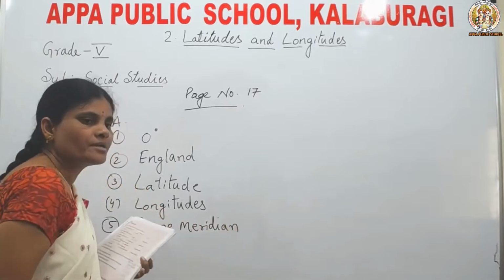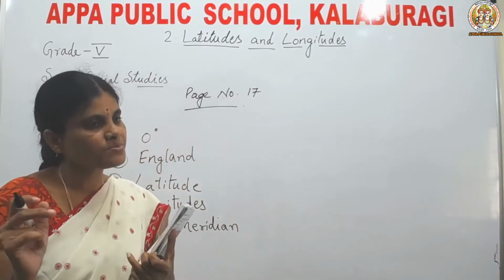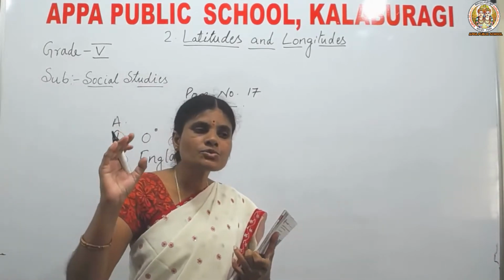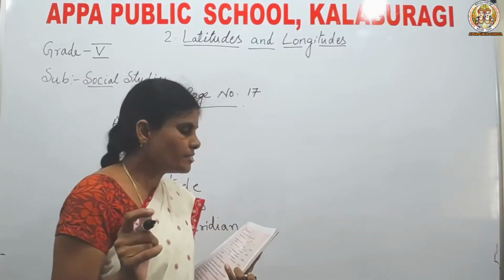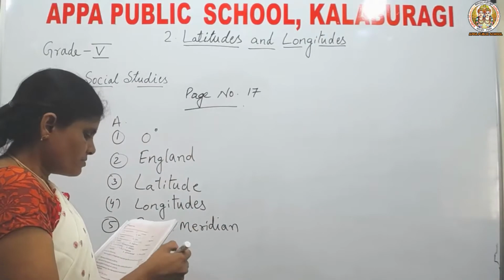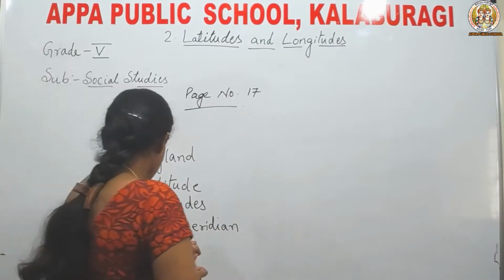See, the prime meridian is also called the Greenwich meridian. Why is it called the Greenwich meridian? Because it passes through a place called Greenwich in the United Kingdom. Understood, children?